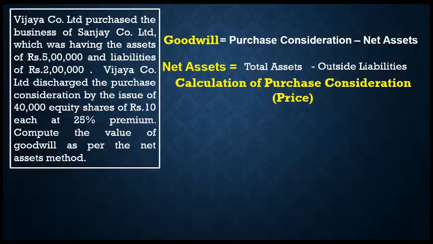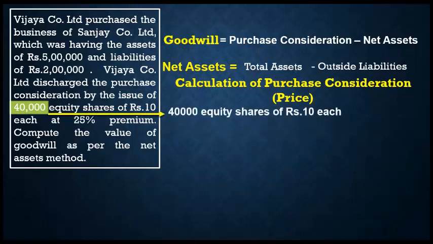Purchase price. What is the agreed amount paid by the Vijay Company to Sanjay Company? Vijay Company agreed to issue 40,000 equity shares of rupees 10 each. 40,000 equity shares into rupees 10, what is the amount? Rupees 4 lakh. With this amount also, Vijay Company agreed to pay Sanjay Company an additional amount of 25% as premium.